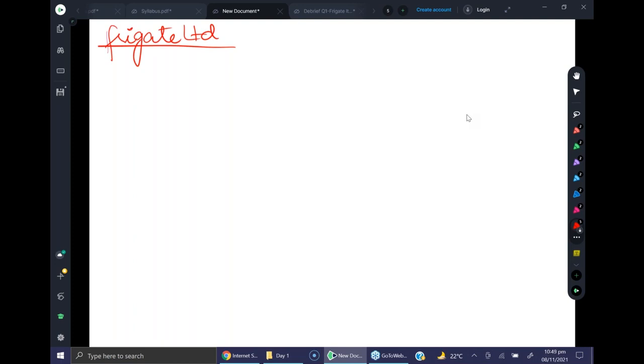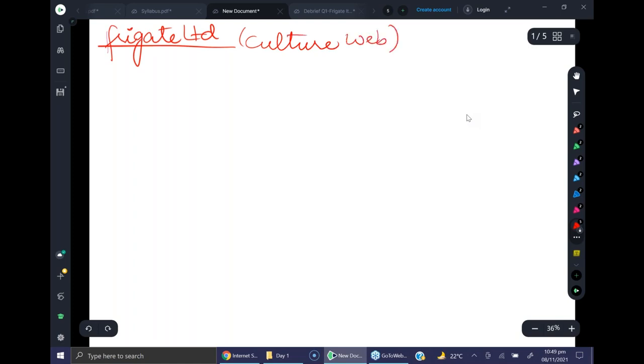I'm going to be using the culture web model here, but you don't have to. Let's learn this aspect of SBL as well: can I write my answer without a model? The answer is yes, and let's see how.